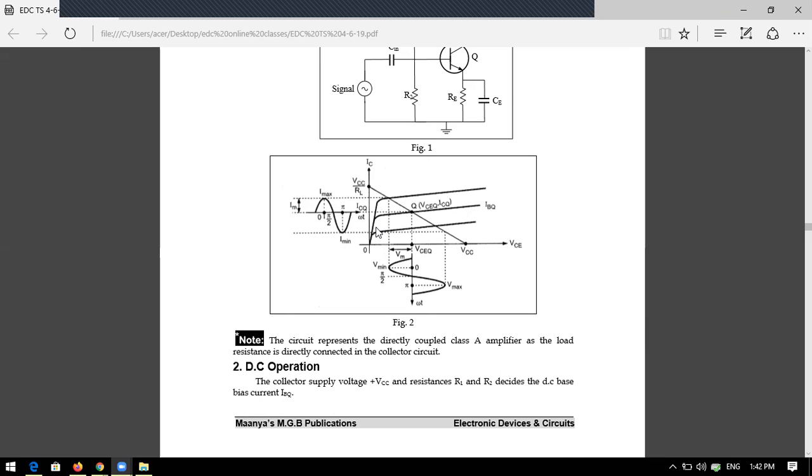There is practically no distortion in class A power amplifiers, and the conduction angle of the signal is 360 degrees, because the Q point is at the middle of the load line. On the x-axis of the load line you have VCE equal to VCC, and on the y-axis you have VCC by RL.